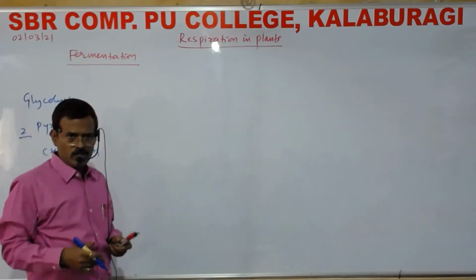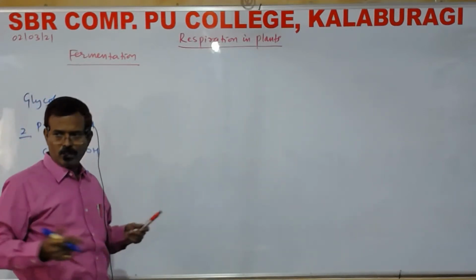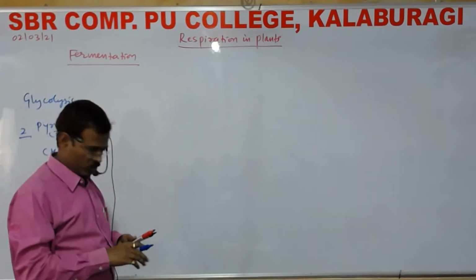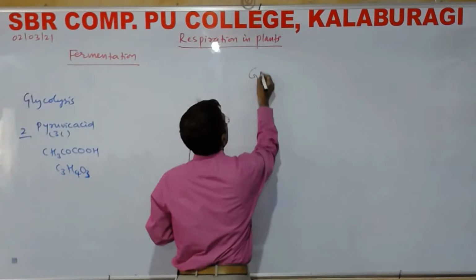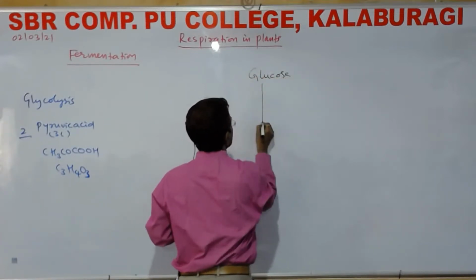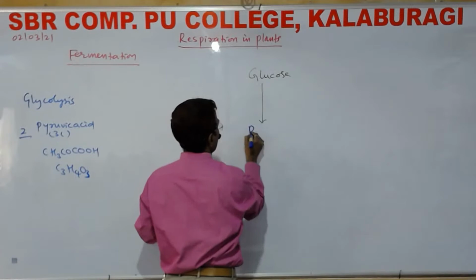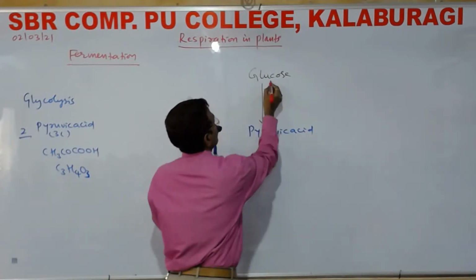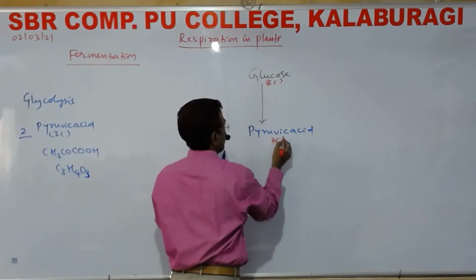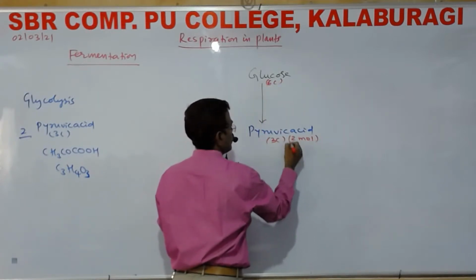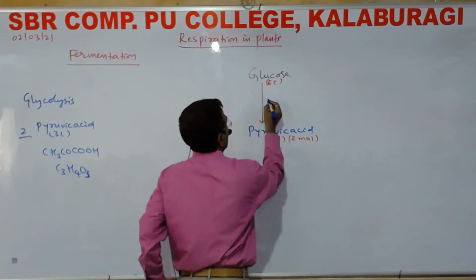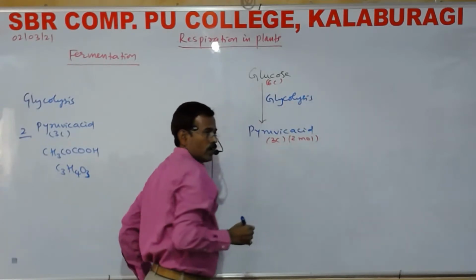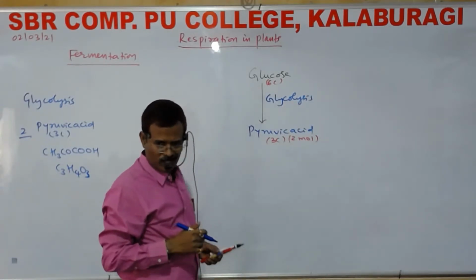So the fate of this pyruvic acid is determined by either the presence of oxygen or the absence of oxygen. Okay, say glucose to pyruvic acid. This is 6 carbon. This is 3 carbon, 2 molecules. Okay, this process is called glycolysis. It occurs in the cytoplasm of the cell.